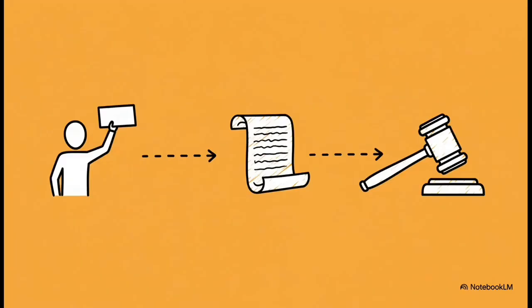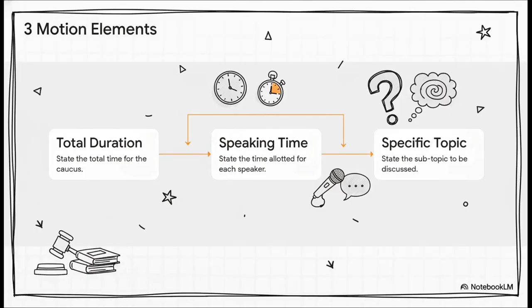First things first, you can't just declare, hey, let's do a Mod Caucus. Nope, you, as a delegate, have to formally ask for it. And the way you do that is by proposing a motion. It sounds fancy, but it's really just the official way to suggest something to the committee. And to make a good motion, you just need 3 key things.